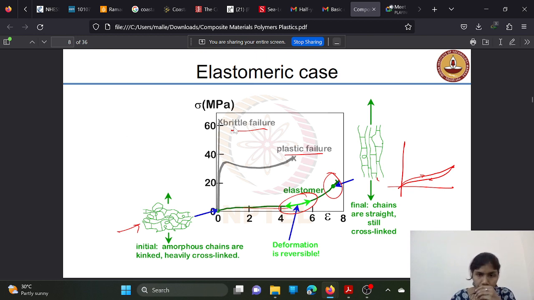See, with increased strain the material is getting elongated, at very low stress levels. But when you unload the material, the deformation will be reversed in the case of elastomers. In the case of elastomers, the deformation is reversible.